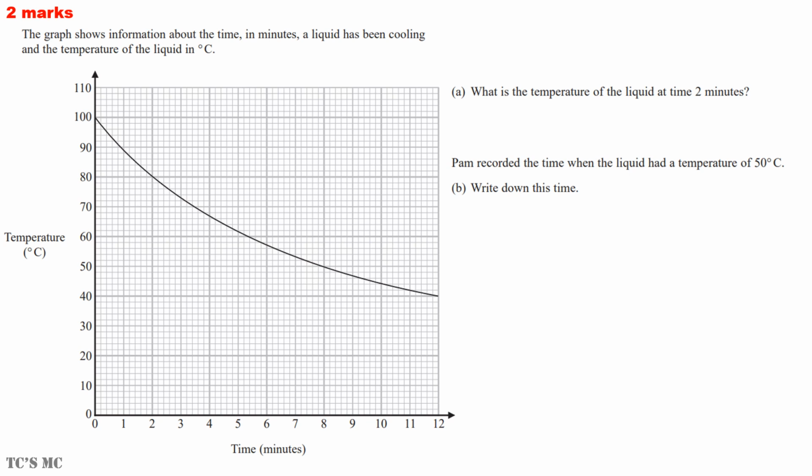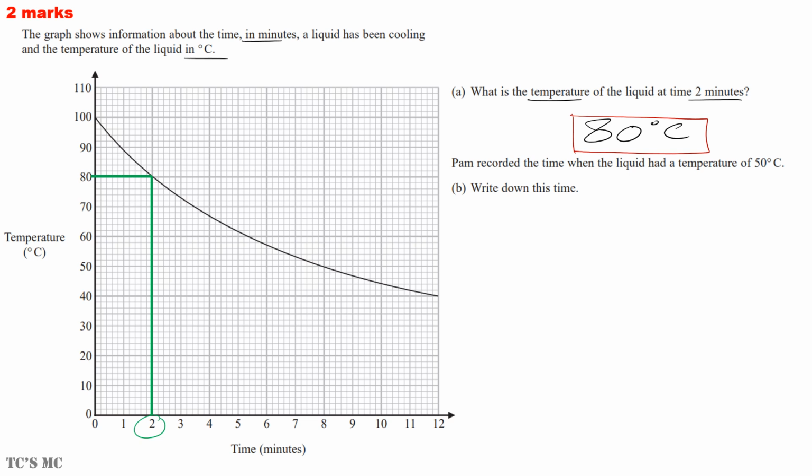The graph shows information about the time in minutes a liquid has been cooling and the temperature of the liquid in degrees Celsius. Part A. What is the temperature of the liquid at time 2 minutes? We need to find 2 minutes on the x-axis. We then need to draw a line vertically until we hit the curve. Now we can draw a line horizontally to read the temperature. The temperature is 80 degrees Celsius. And now we have our first mark.